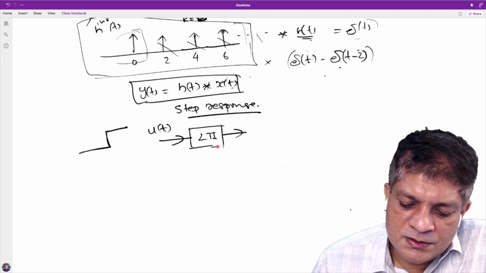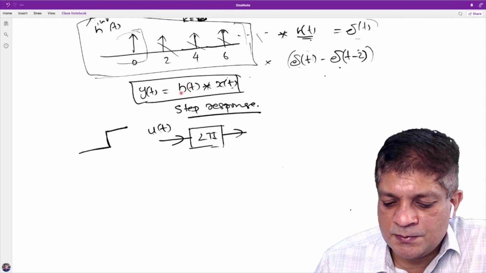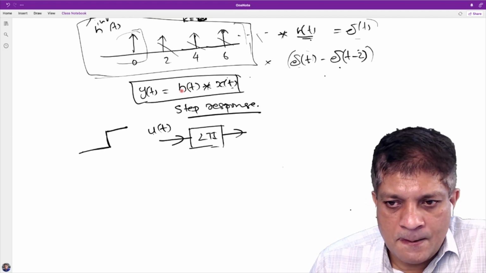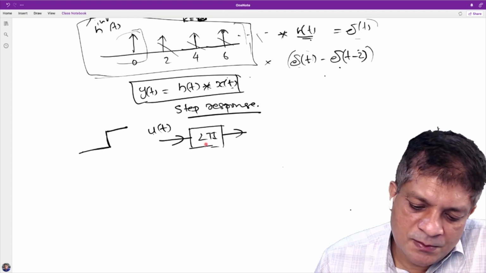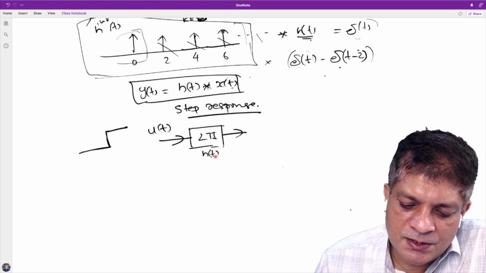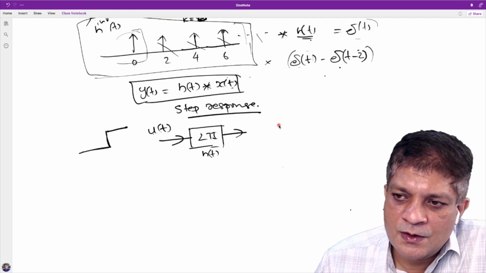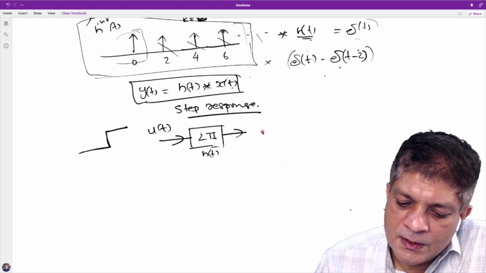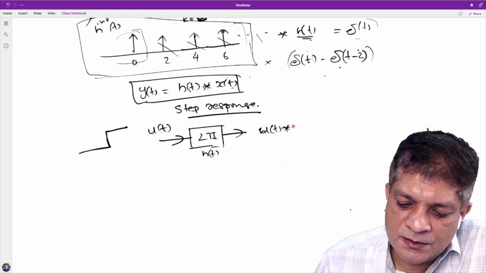Now, is there any relation between the step response and the impulse response of a system? What is the output here? Suppose the impulse response of the system is h(t). What is the step response? It is the integral of h(t) from minus infinity to t. It is u(t) convolution h(t), isn't it?